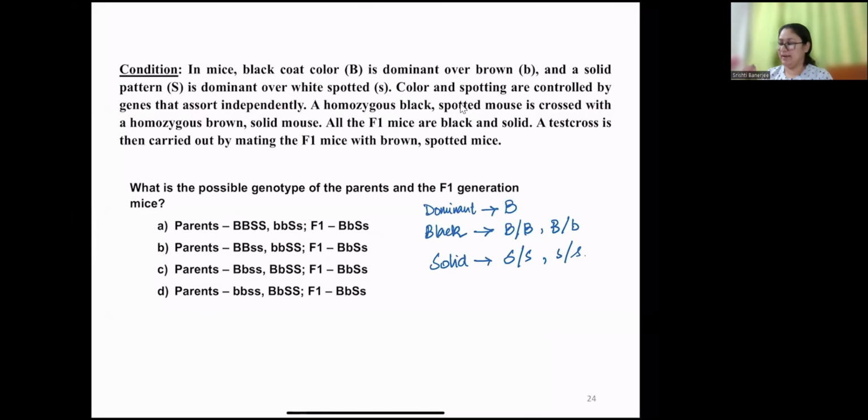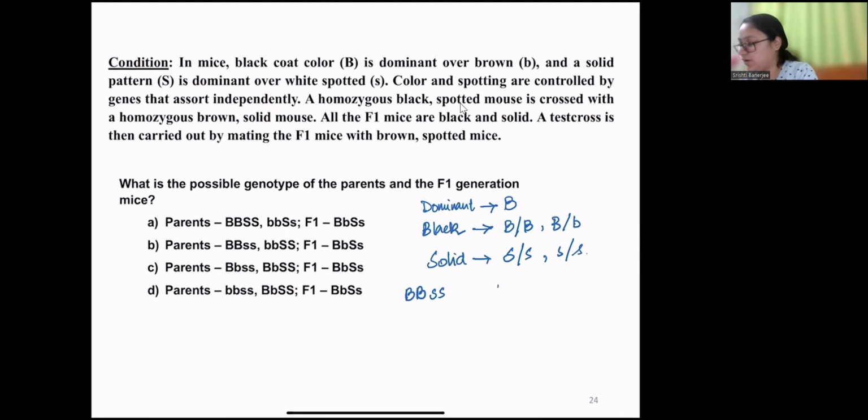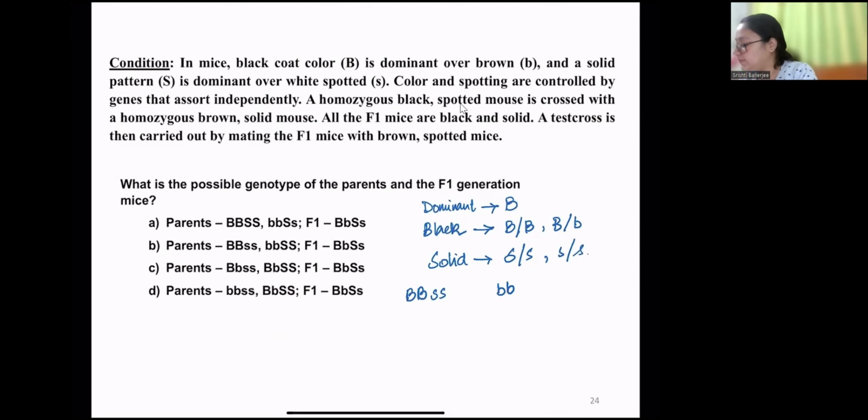A homozygous black spotted mouse is crossed with a homozygous brown solid mouse. So how will a homozygous black spotted mouse look? Homozygous black spotted means BB, and spotted means white spotted, so ss, because small s is recessive, so it has to be ss. It cannot be capital S. And the homozygous brown solid will be small bb and capital SS, because it's mentioned it's homozygous.